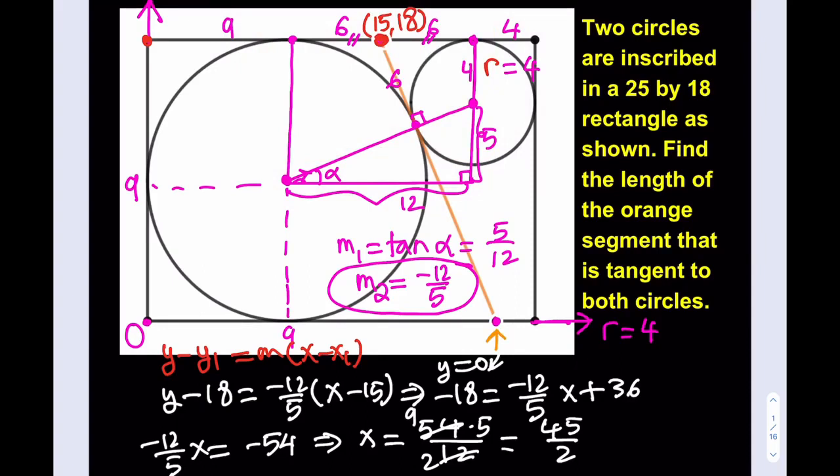Now, how does that help you? Well, now I know the 2 points on the line, so I can find the distance between 2 points. I can use the distance formula to calculate the length of the orange segment. That's what I'm going to do next. So one of the points on this line is going to be 45 over 2 comma 0. That's the x-intercept. And the other point on the line is 15 comma 18. You know that point because we just calculated it a little while ago. So these are the 2 points on my line.